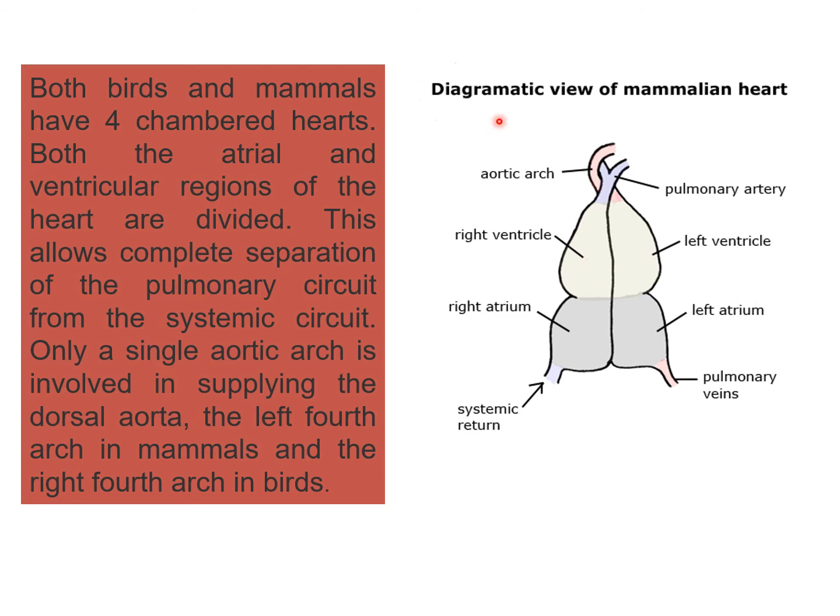In this picture, see the diagrammatic view of the mammalian heart. Complete four chambers: right ventricle, left ventricle, right atrium, left atrium, systemic return, pulmonary vein, aortic arc, pulmonary artery.